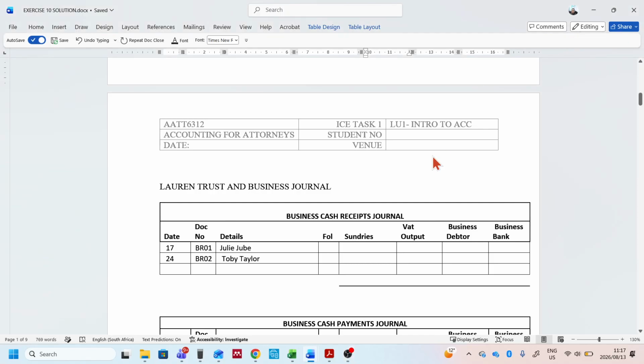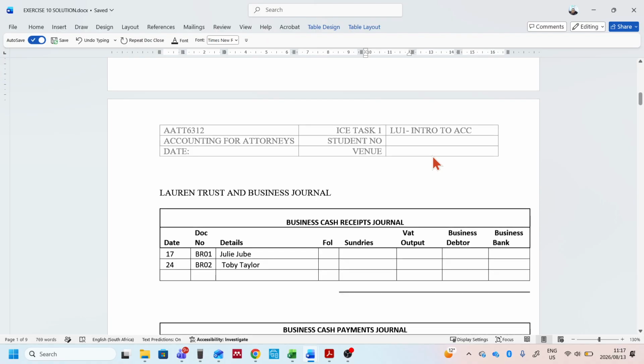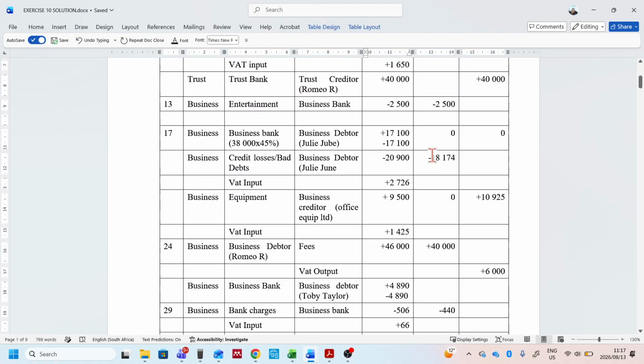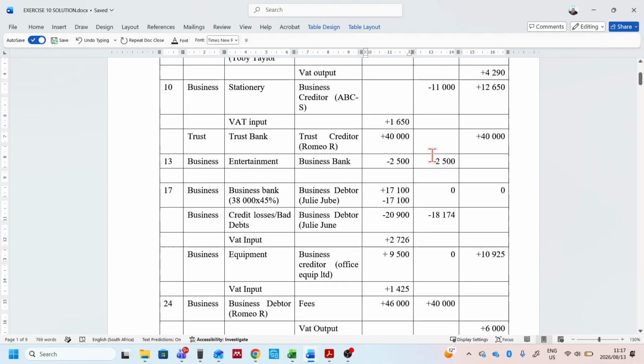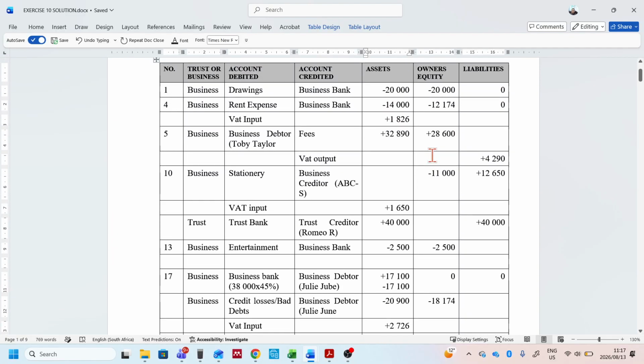Okay, I think now we can start with journals. So now we'll be using the same transaction that we recorded before, and we'll be recording this transaction in the journals.